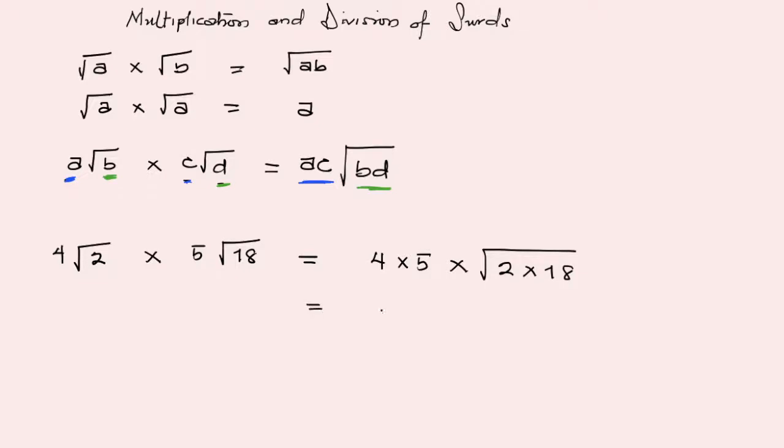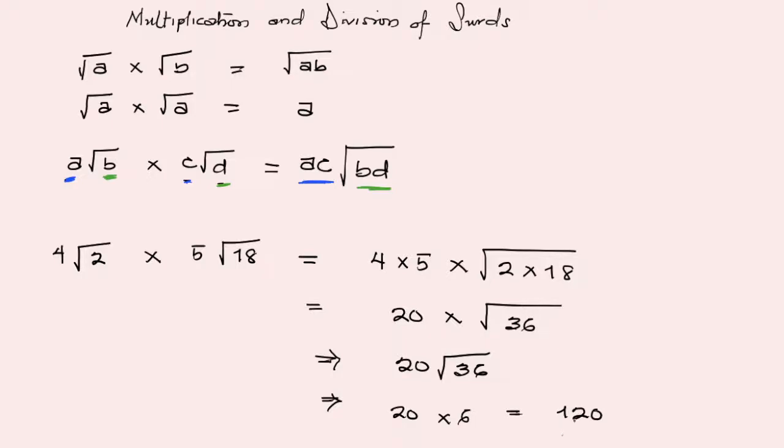And so this is equal to 4 multiplied by 5 is 20. 2 multiplied by 18 is 36. 20 root 36. But of course, we know that 36 is a perfect square. And so the root of 36 is not a surd, we have to explicitly solve it. The root of 36 is 6. So this is going to be equal to 20 multiplied by 6. And so our final answer is equal to 120.